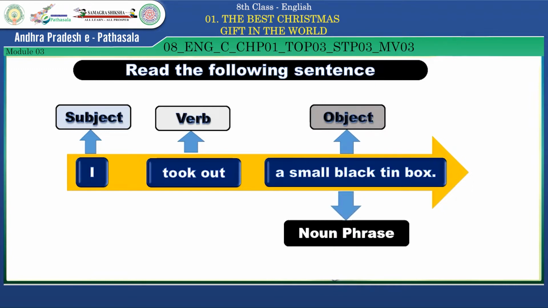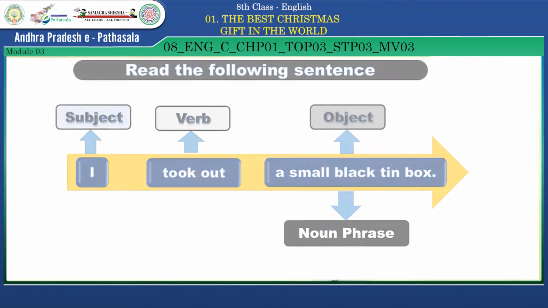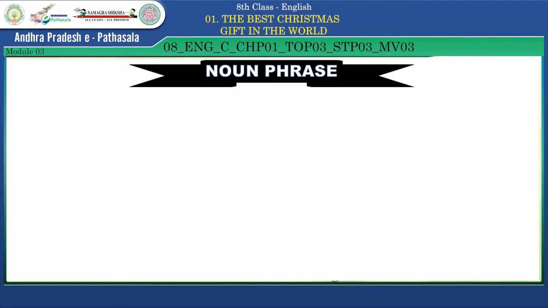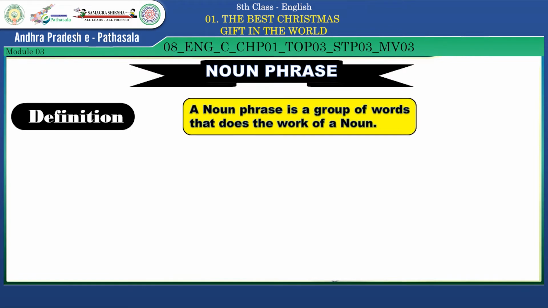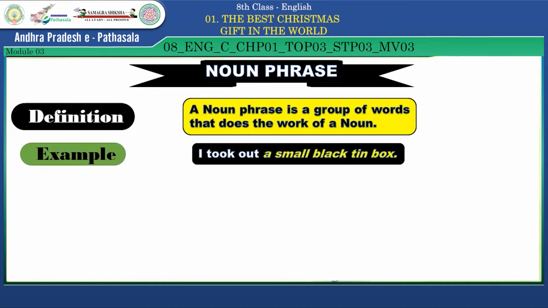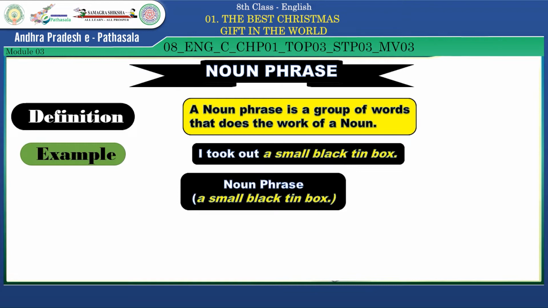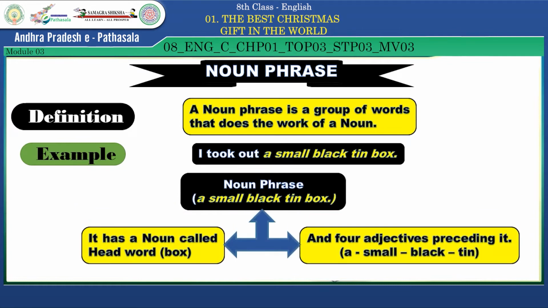Now, let us see what is a noun phrase. Let us see the definition of this noun phrase. A noun phrase is a group of words that does the work of a noun. Example, I took out a small black tin box. The words which are in italic form are said to be a noun phrase. And this noun phrase mainly consists of two parts. One, it has a noun called head word, that is the box, and the phrase consisting of 4 adjectives preceding it, a small black tin.